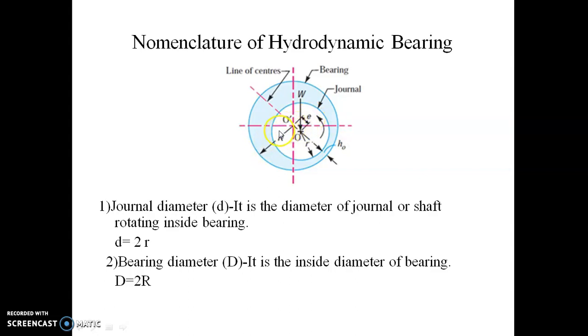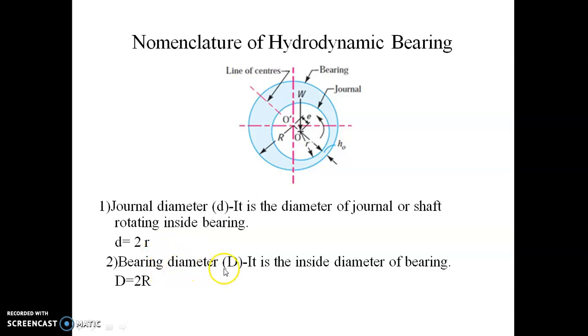R is the radius of bearing, small r is the radius of shaft. Here is the film thickness which is minimum, so minimum film thickness denoted by h naught, and W is the load active. First one, journal diameter. It is the diameter of journal or shaft rotating inside bearing, so which will be equal to d equal to 2r.